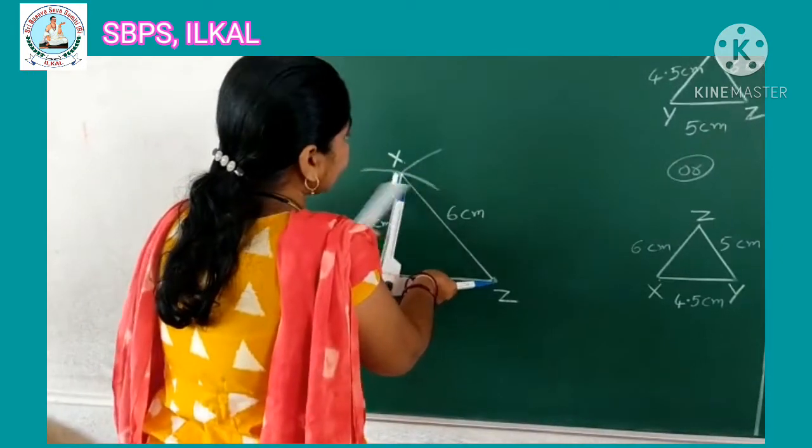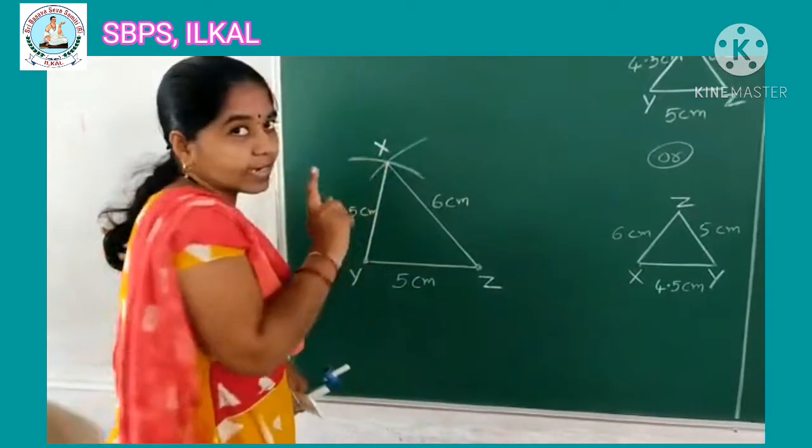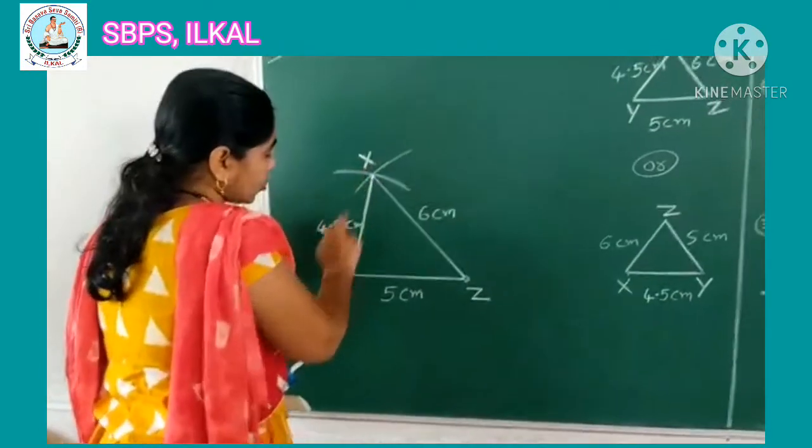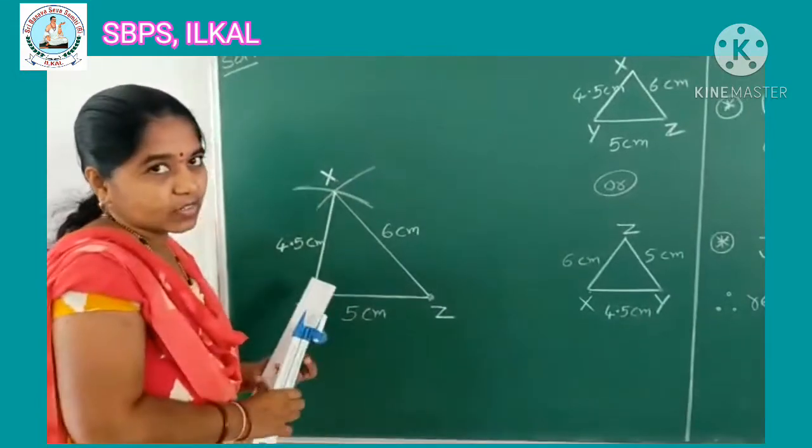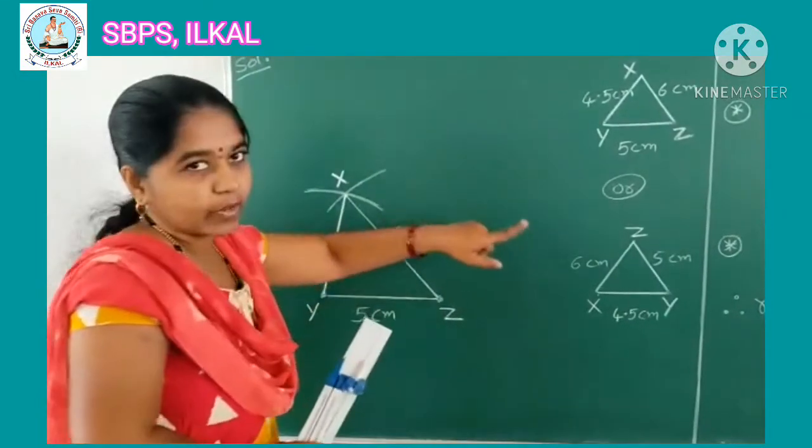Exactly 6 cm arc you will draw. It will meet at exactly point X. Then we have to join XY and XZ. The required triangle XYZ is constructed. Okay, for this I have given the steps here.